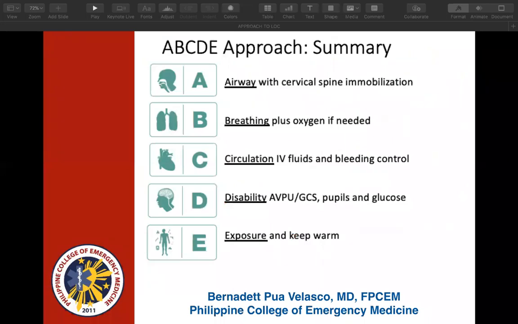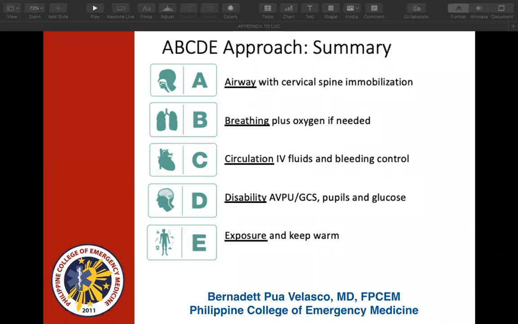Okay. Now our approach as an emergency physician is very simple. We just do the ABCDE approach. A meaning airway. We check for any obstruction to movement of air to the lungs, or if the patient has trauma, we need to immobilize. We do cervical immobilization or movement restriction, and then we manage the airway. Before we proceed with B, which is breathing, we ensure that there is adequate movement of air into the lungs. So we can give oxygen, depending on the needs of the patient.